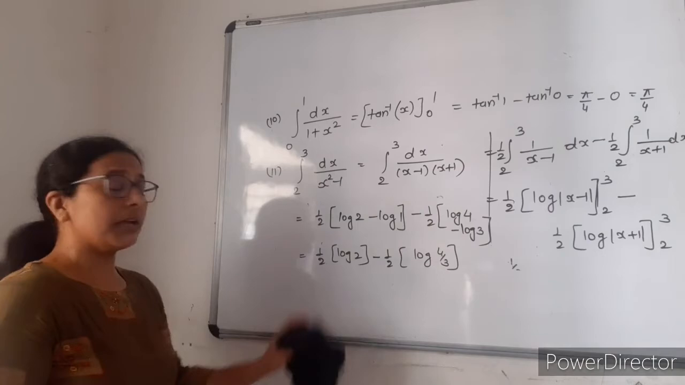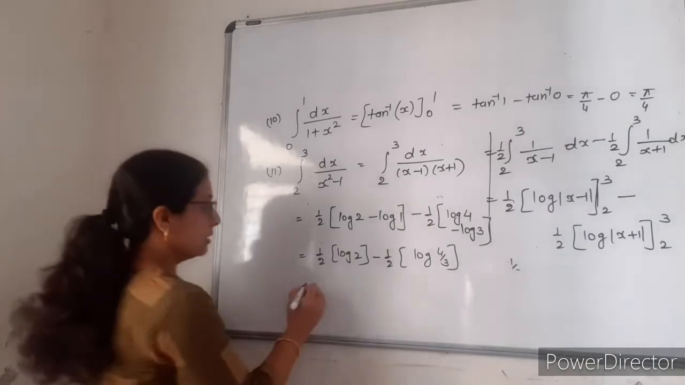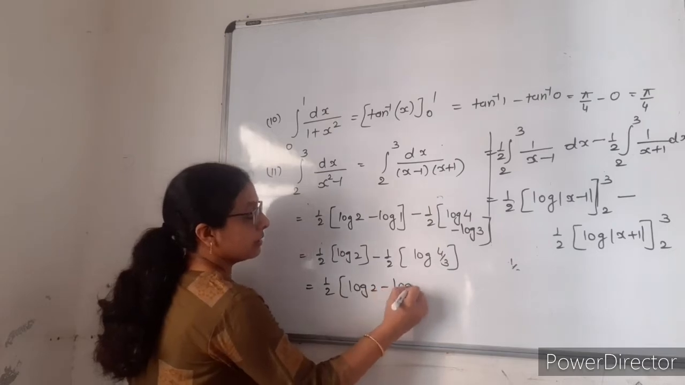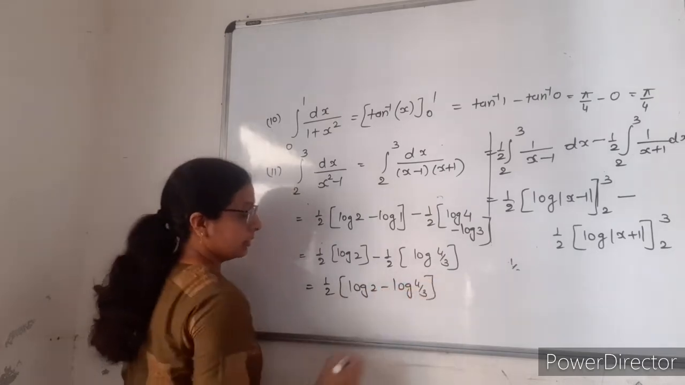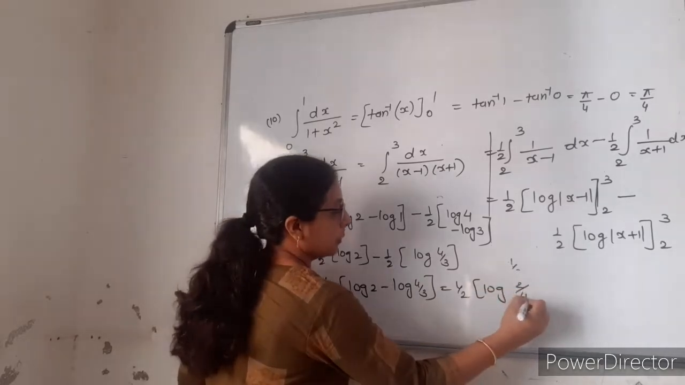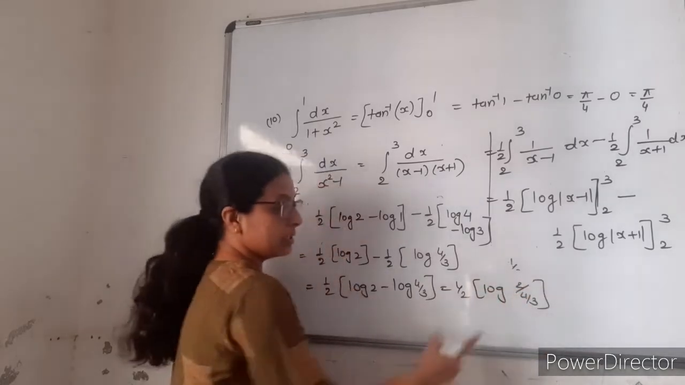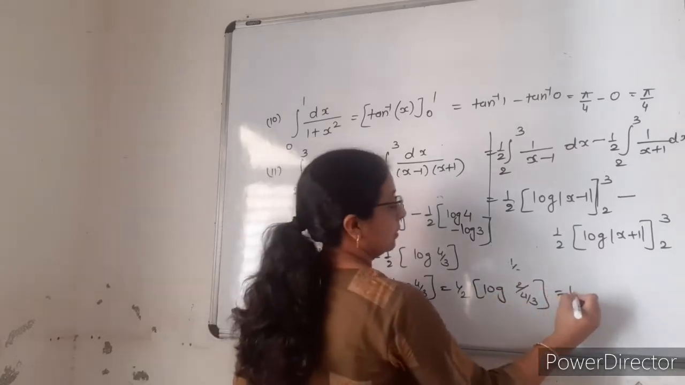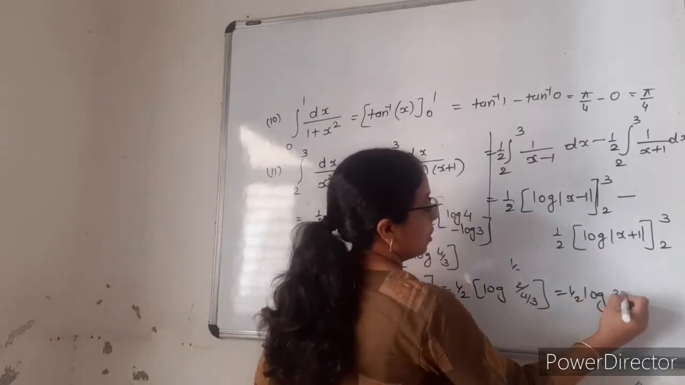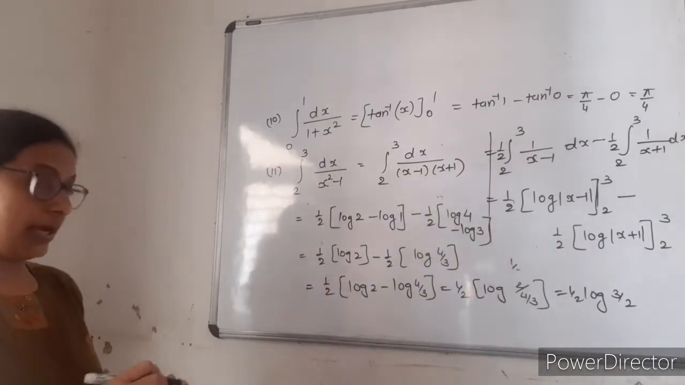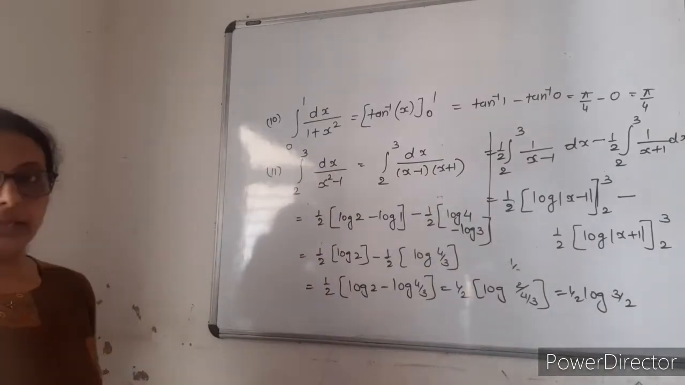Now can you take this 1 by 2 common? Yes. So 1 by 2, log 2 minus log 4 by 3. We will take here log of 2 upon 4 by 3. So 3 twos are 6, so it is 3 by 2. 1 by 2 log 3 by 2 is our answer. You understand this? Yes. Then do it.